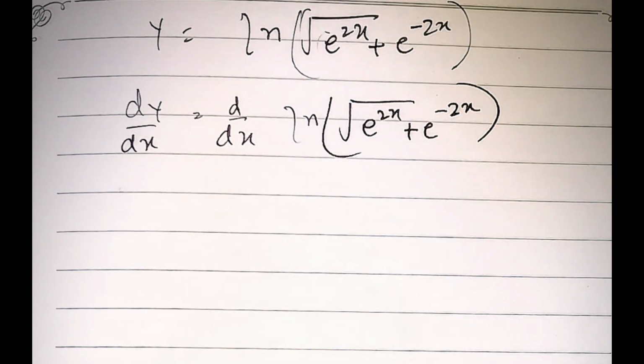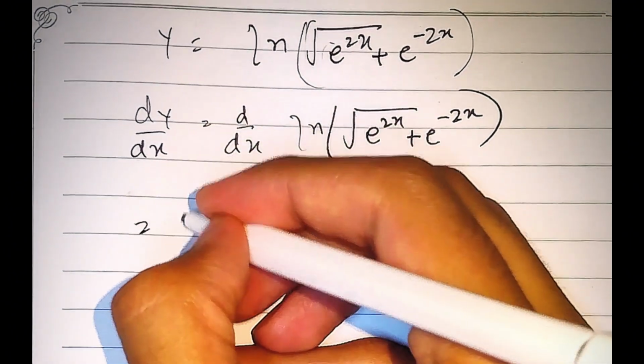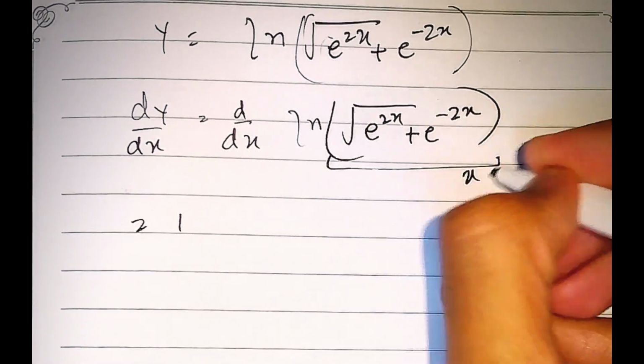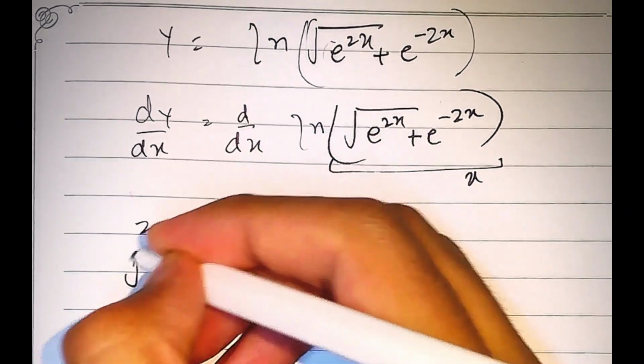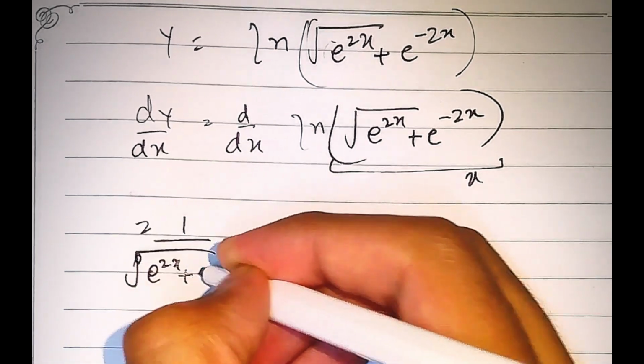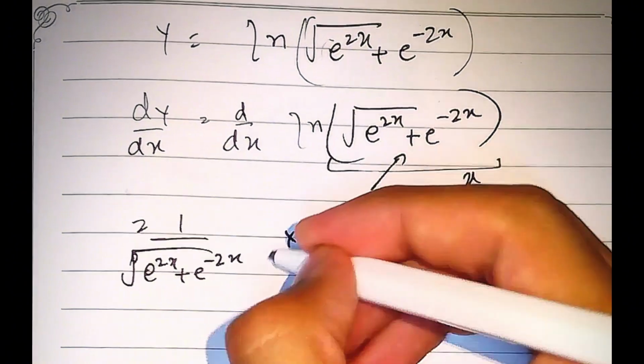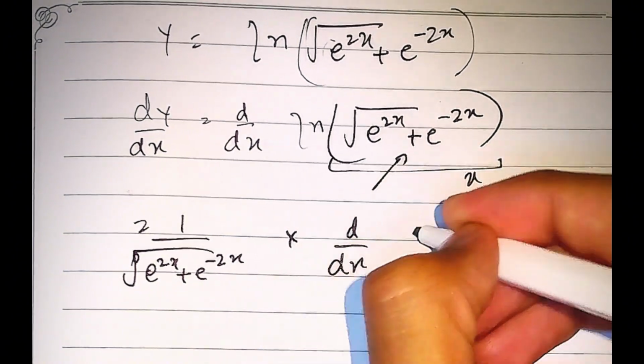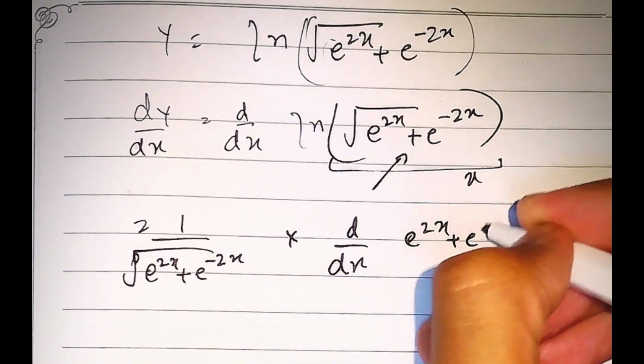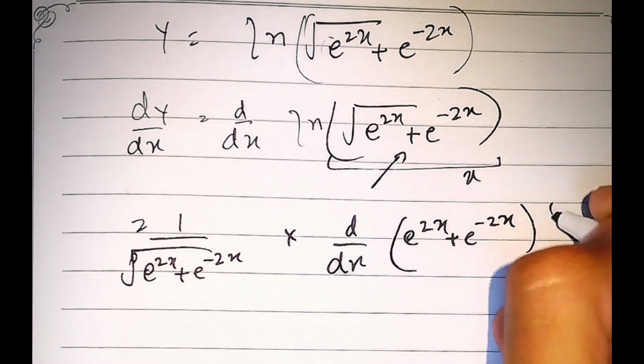So the derivative of log of x is actually 1 divided by x. This is my x. So we have 1 divided by root of e^(2x) plus e^(-2x) multiplied by the derivative of the function. Now what is the function? This is the function. So we have the derivative of (e^(2x) plus e^(-2x)) power 1 by 2.